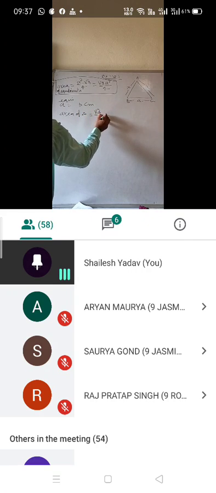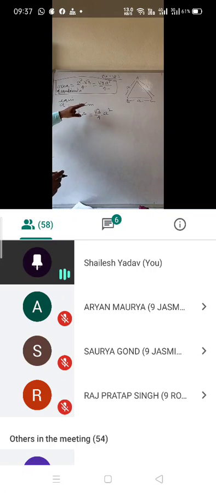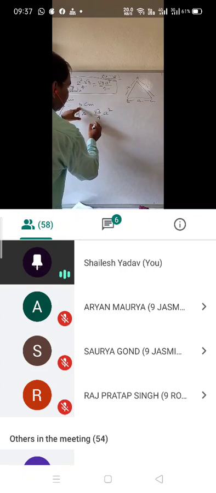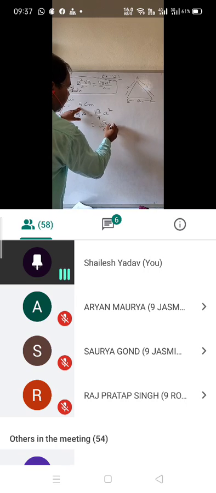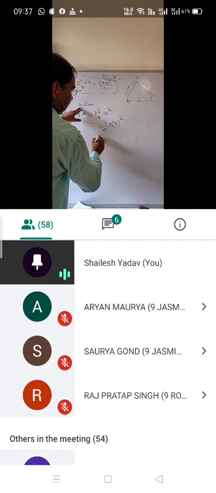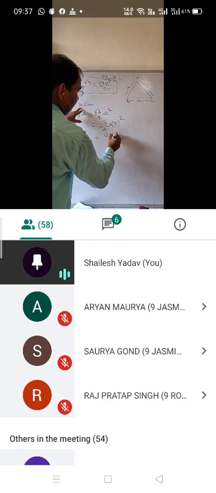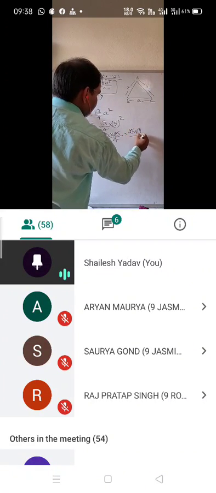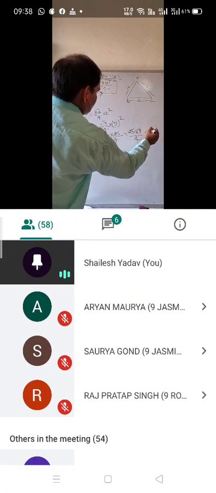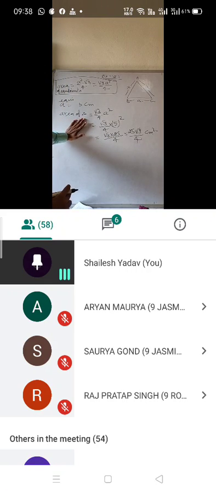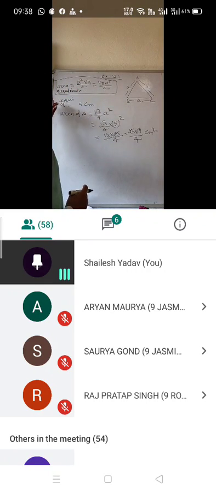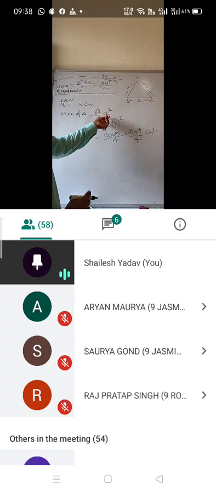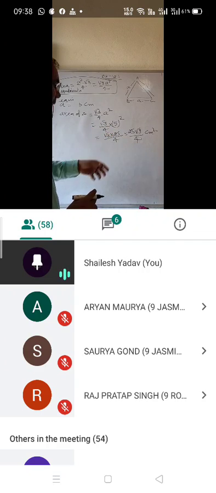Root 3 by 4 a square, and if the side of the equilateral triangle is 5, then it is equal to root 3 by 4 into 5 square, which is root 3 into 25 by 4, equal to 25 root 3 by 4 centimeter square. So you are not supposed to use Heron's formula to find the area of an equilateral triangle. Whatever the side is, you will square it, and you will calculate the area this way.